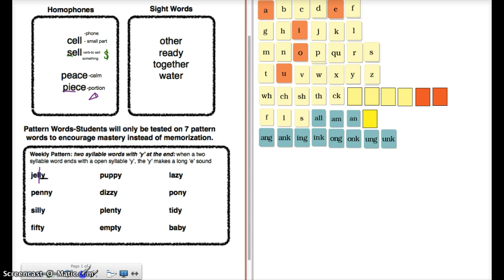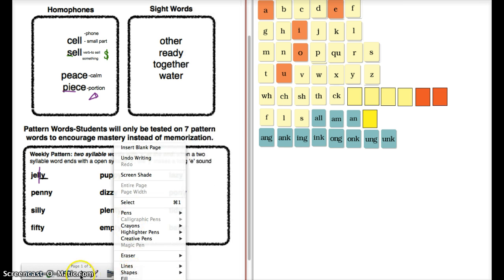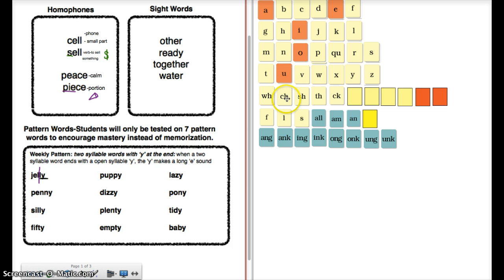And they have that there because that sound is found in both of the syllables. So let's tap it out again. Gel, li, J, L, L. That one's easy. J, E, L. Okay? Now, let's tap out the second one. Li. L, Y. That Y makes the long E sound.